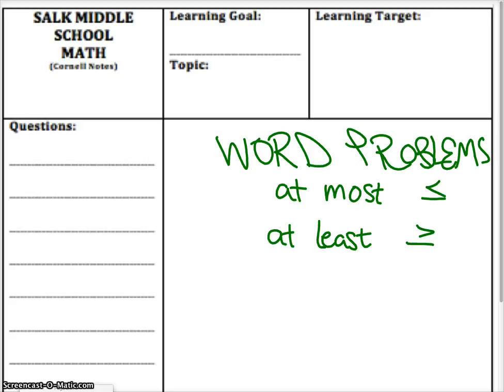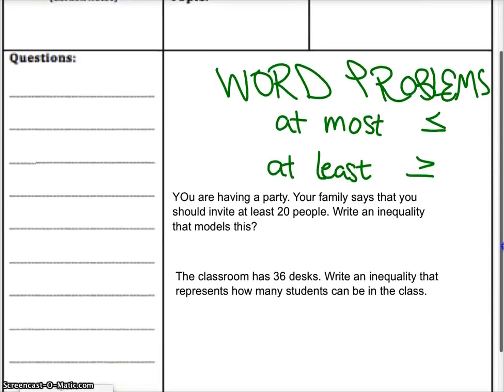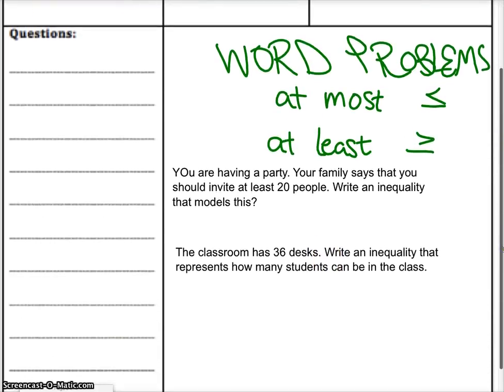I'm going to create one, and we're going to make an inequality from it. Here's a couple word problems modeling inequalities. Let's say you are having a party. Your family says that you should invite at least 20 people. Write an inequality that models this. So I'm going to say people. If it's at least 20 people, should I be bigger than 20 or less than 20? Look, at least. Bigger than or equal to 20 people. That's it.